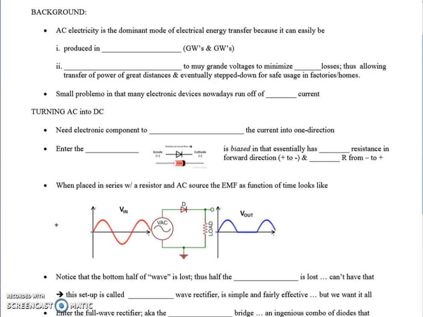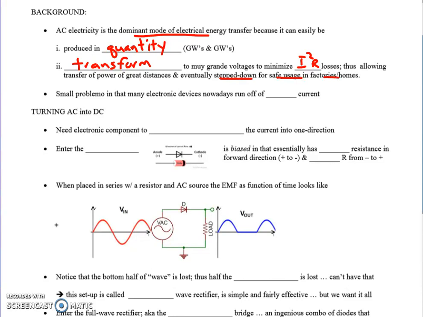All right, so a little background. AC electricity is a dominant mode of electricity transfer because it can easily be produced in quantity. All right, we can get gigawatts and gigawatts from power plants, and we can transform with transformers to very high voltages to minimize heat losses as typified by I squared R, thus allowing transfer of power of great distances and eventually be stepped down for safe usage in factories and homes.